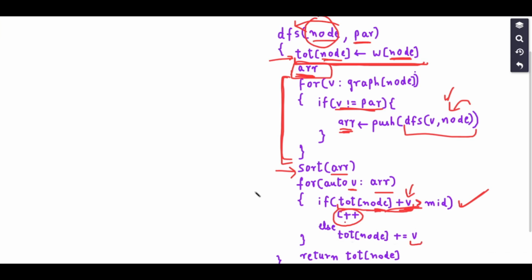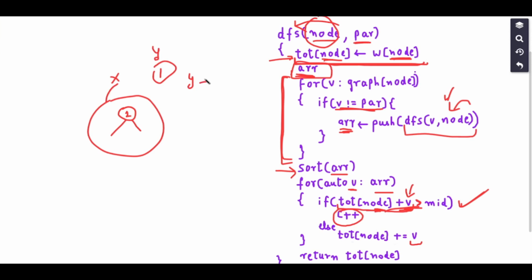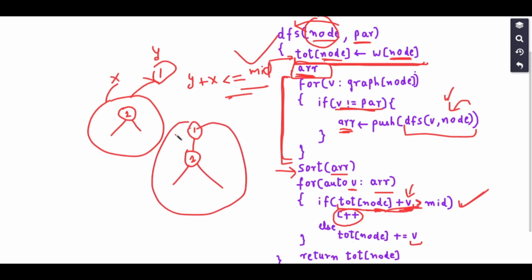And since I'm including this child, let's say I'm standing on node number 1, and there are some children rooted at node number 2. It has some weight x, and this has some weight y. So y plus x, if this is not exceeding the mid, if it is always less than or equal to the mid, which is the upper limit for the maximum weight we can have for any component, then definitely I can attach this component to this node. So the final component would be like this, 1, 2, something like this, and its weight is not exceeding this mid, so it's a valid component.